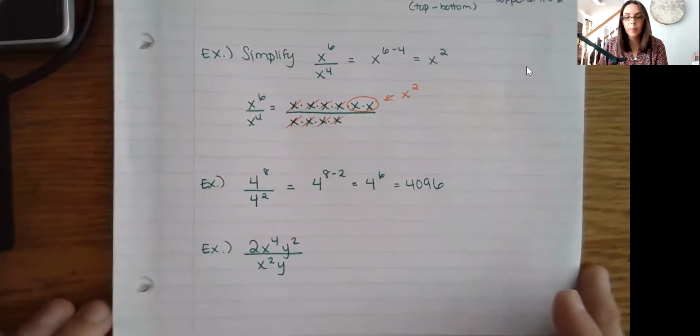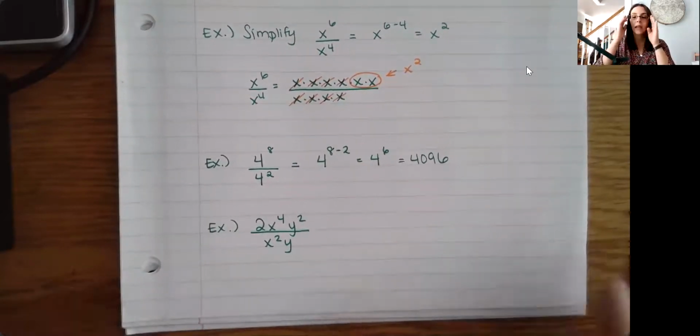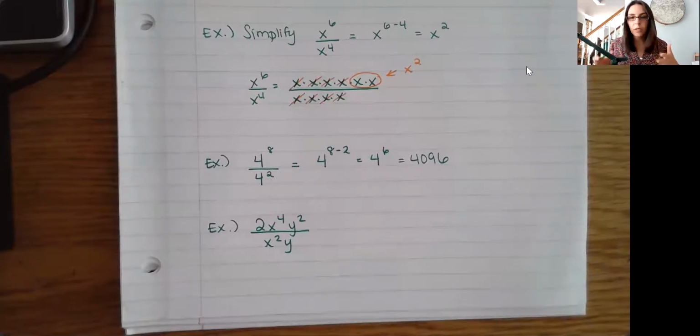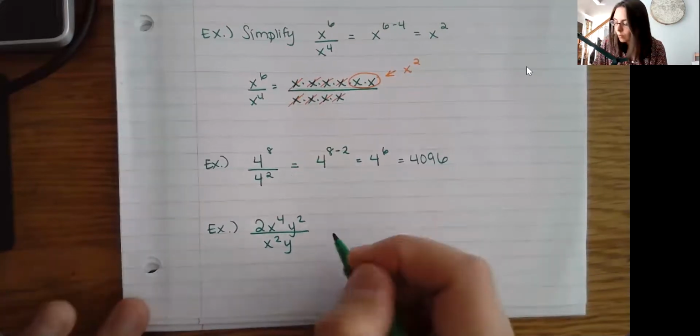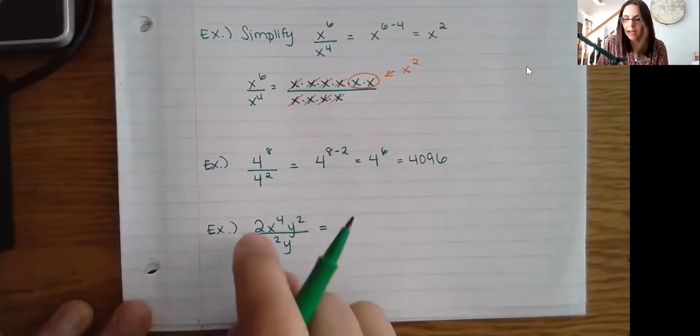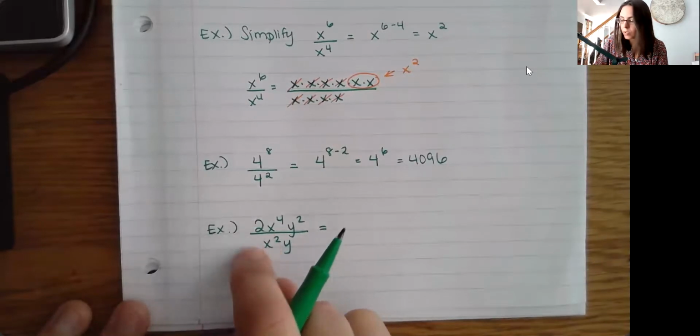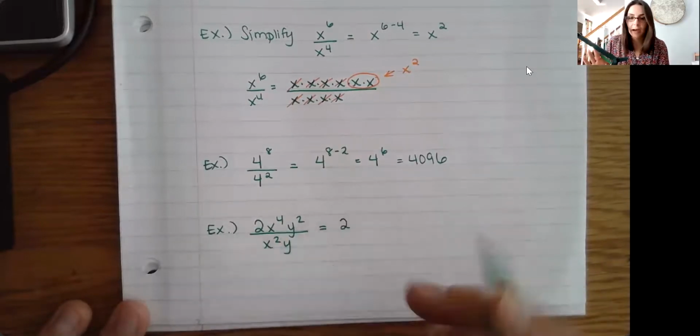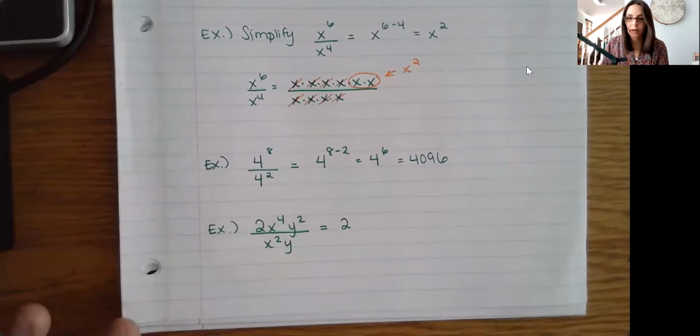So let's kick it up a little bit here. Now I'm bringing in a couple of different variables. So what I'm going to do here is, I can only apply the shortcut rule to variables that have the same base. So I'm going to go ahead and do that. Now here I have a 2 out front and I have nothing to match it with. So I'm just going to leave that 2 for now. It's in the numerator, so I'm just going to leave it in the numerator.